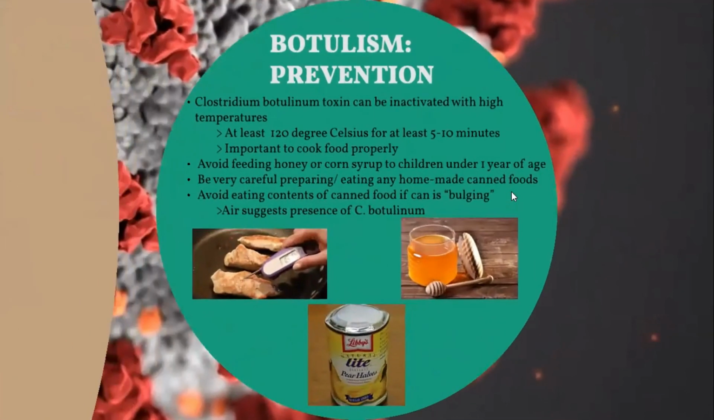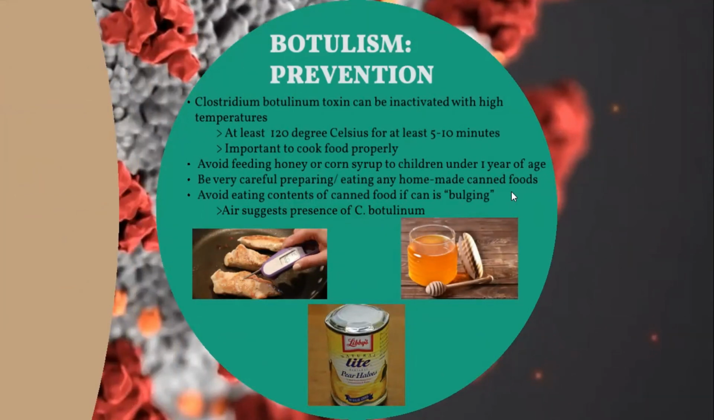So the prevention of botulism is that Clostridium botulinum toxin can be inactivated with high temperature, at least 120 degrees Celsius for at least 5 to 10 minutes. So it is very important to cook food properly.